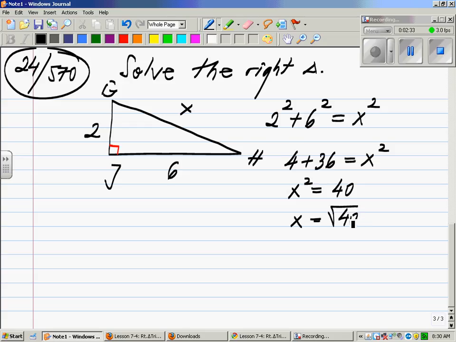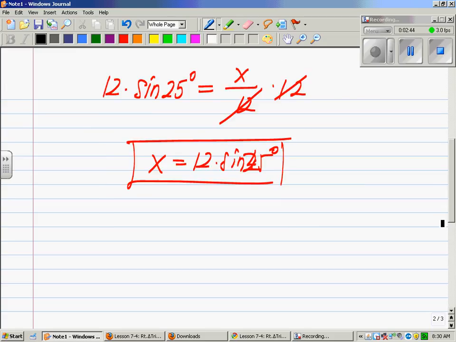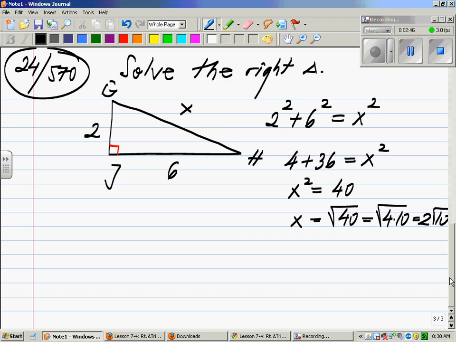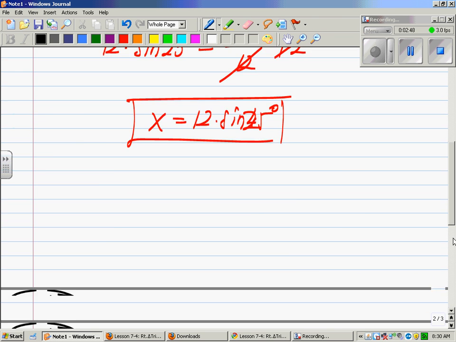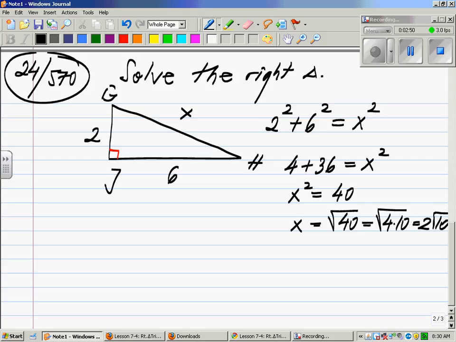Well, I'm not going to use the calculator for this. I will just simplify it. Square root 40 is actually what? Square root 4 times 10, which is 2 square root 10, right? And I'm done finding my side, right?